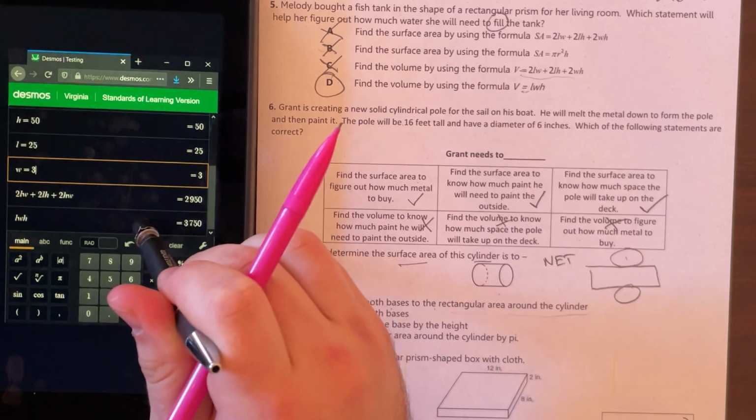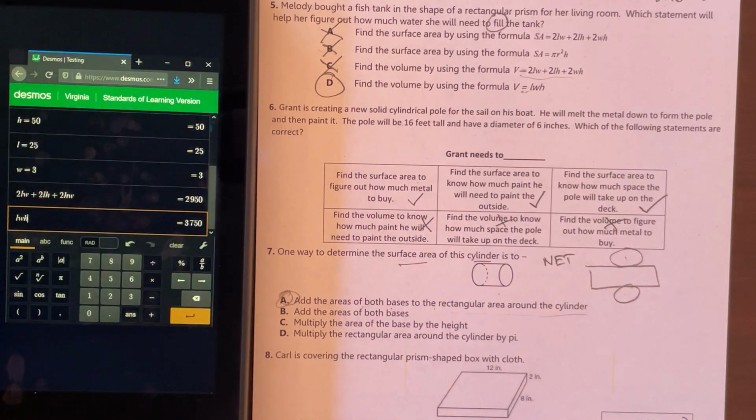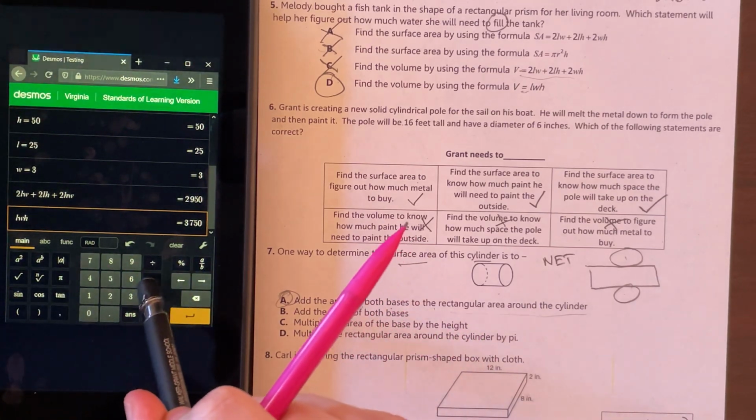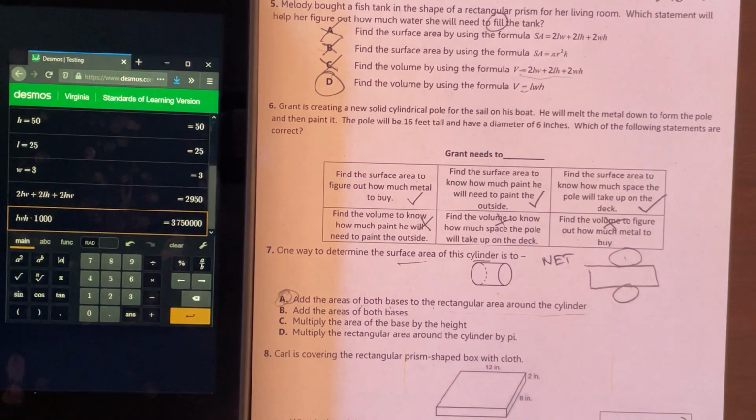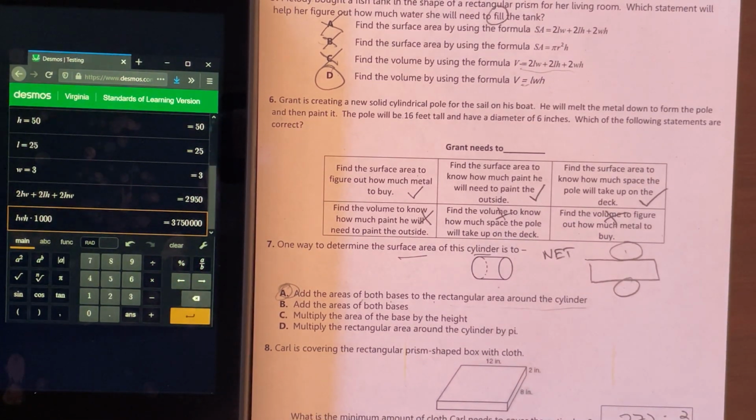So then my volume is this, but it's saying, okay, how many liters? So it's giving me 0.001, and so I'm going to need to now multiply. So I'm going to have to multiply by how much? Not 100, but I'm going to have to multiply by 1,000. So I do times 1,000, and so yes, it is going to be that 3,750,000 liters.